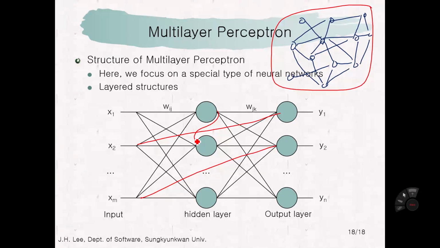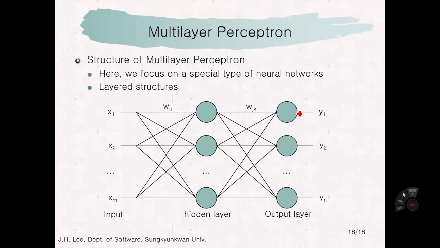Why do we use a layered structure? Because it is easy to manage and easy to train. But the structure itself is not so important. You can connect any node to any node. But there is one exception. Do not connect this node to this node. This kind of connection is not impossible, it's possible, but I strongly recommend do not use it. You can connect every node except this type of connection.